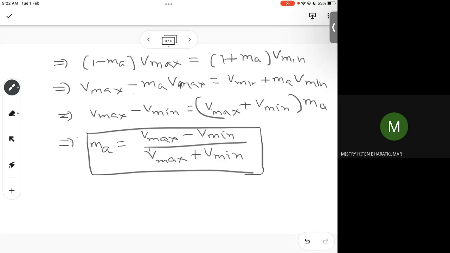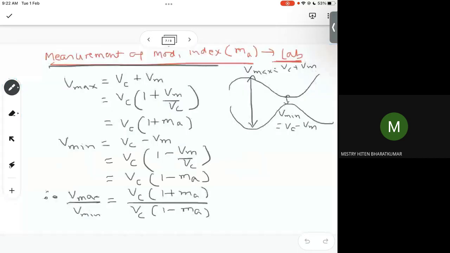As I told you, in the lab we give one signal, which is the modulating signal, and we give the carrier signal, which is of higher frequency and some amplitude, and then we get a waveform like this. Using this waveform, we find V maximum and V minimum and use this formula to get the modulation index. In the case of 100% modulation, I will get V maximum as twice Vc and V minimum as 0. So this is how we see it from the lab point of view.